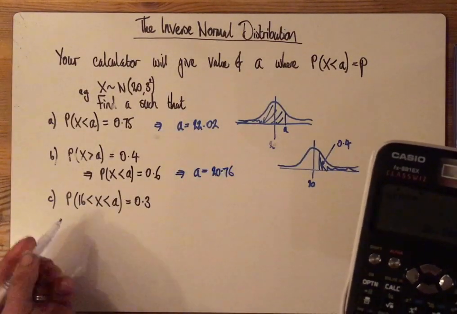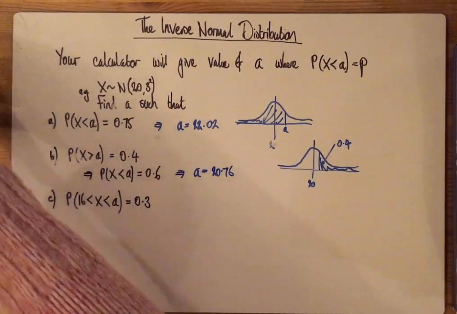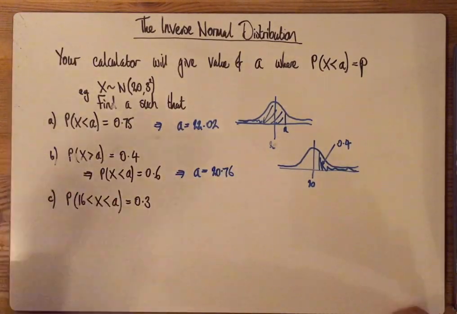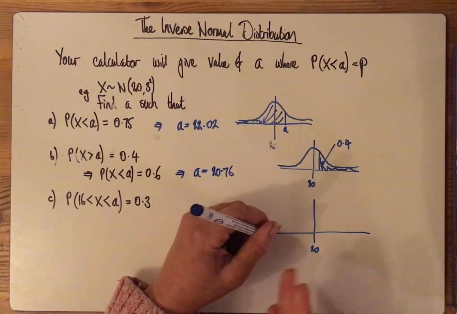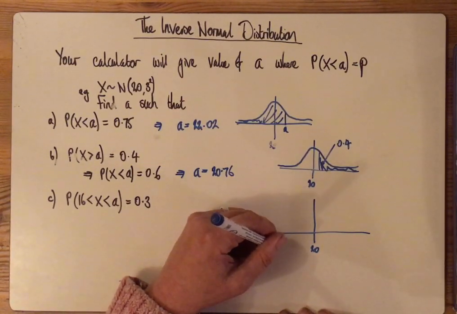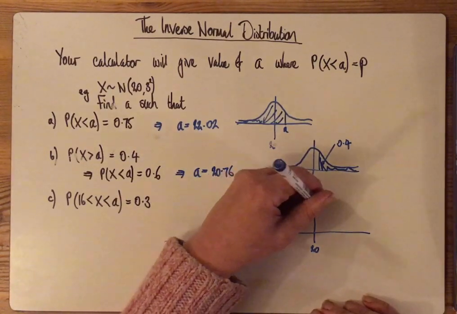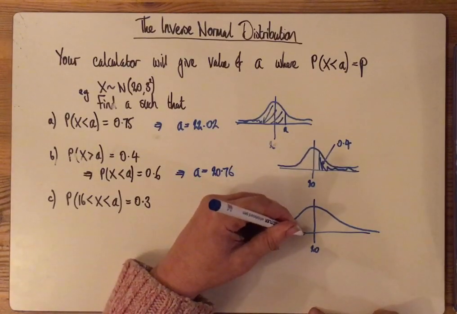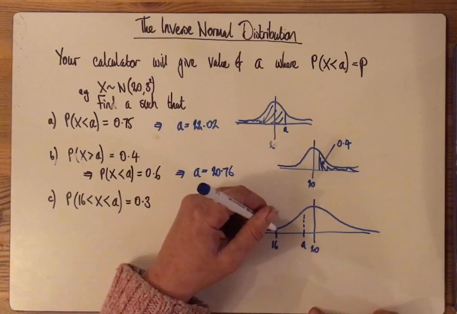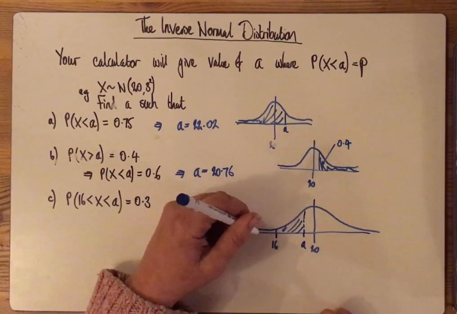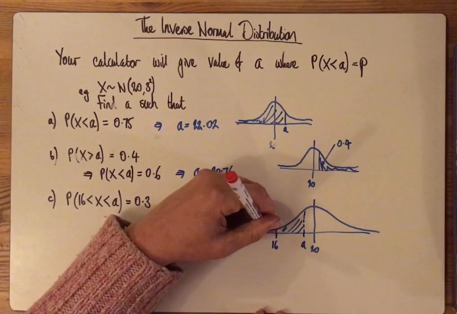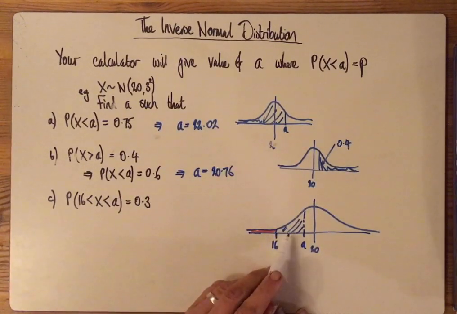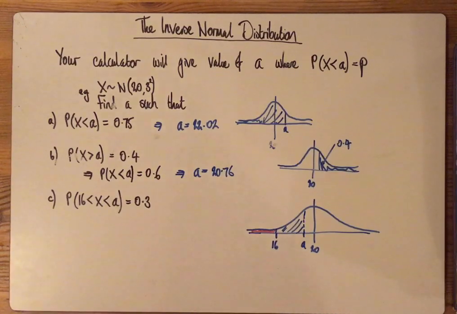And then this one here, probability 16 is less than x is less than A is 0.3. So if I do a quick sketch, so I've got 20 there. 16 is going to be, it's one and a bit standard deviations from the mean, so it's going to be a bit of a way down. And the probability of being between here and A is 0.3. So I would put A about here. But you know when you do your work whether it should be that side or that side of 20. So your calculator will only do to the left of probabilities. So what we're going to have to do is find this little bit of area here, and then we can do this bit plus 0.3, and that's the probability of being to the left of A.